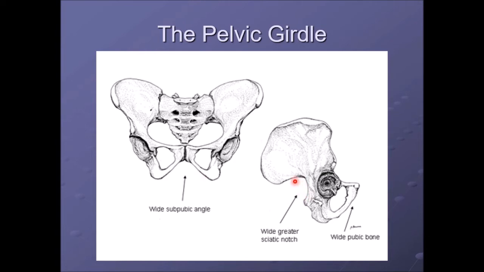Same thing over here in the sciatic notch. We're going to see a much wider sciatic notch than what we see in males. This is the front here. We're facing this way is the front. So this is toward the back side, kind of in the hip area.